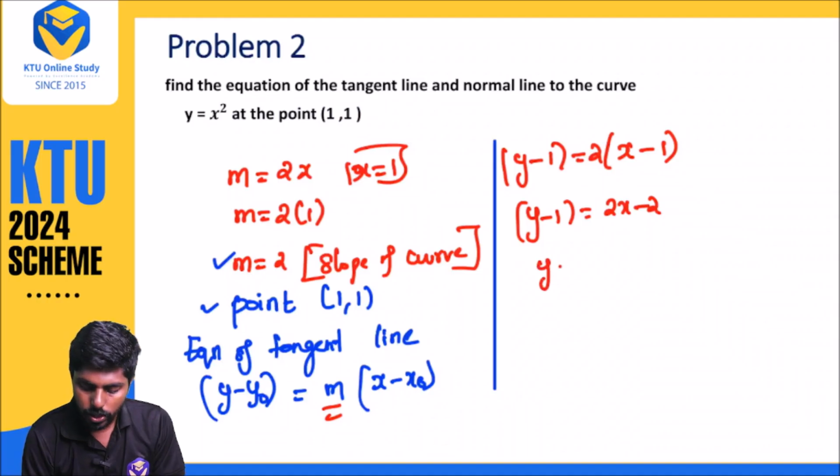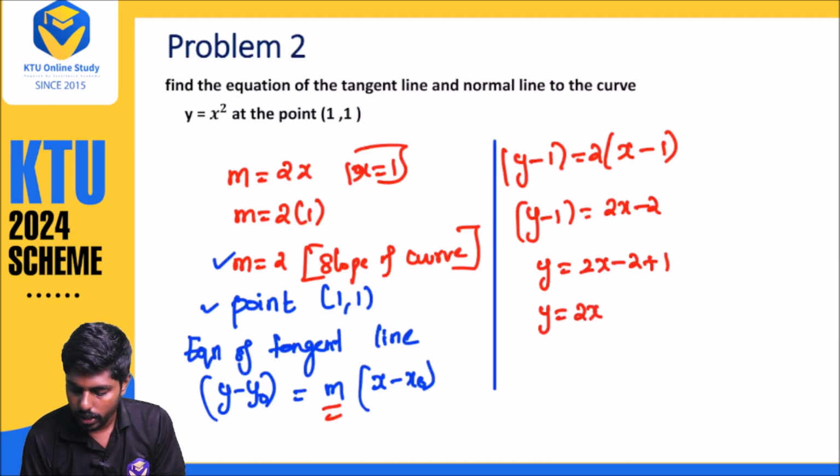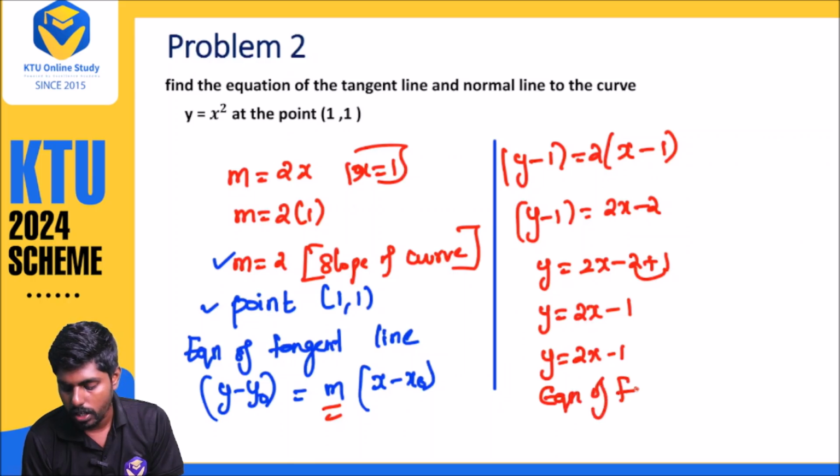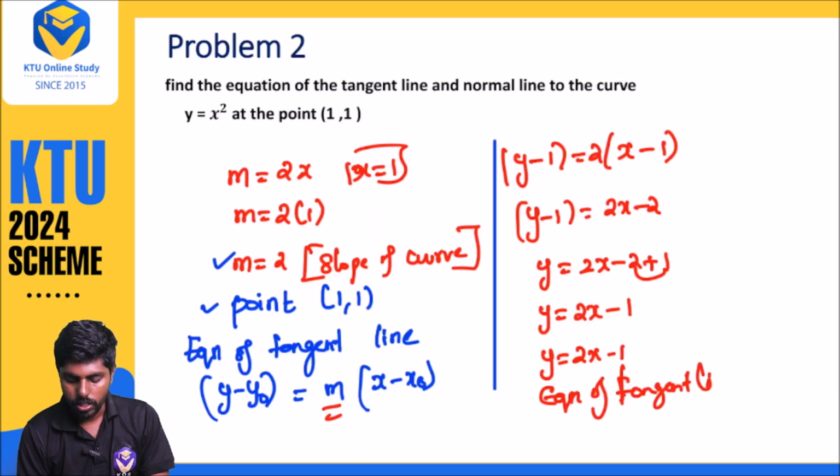That is nothing but y is equal to 2x minus 2 plus 1. I am taking this minus 1 to the other side, and it will become plus 1. So that is minus 2 plus 1, that is minus 1. So y is equal to 2x minus 1 is the equation of the tangent line. Very simple. You just want to substitute.